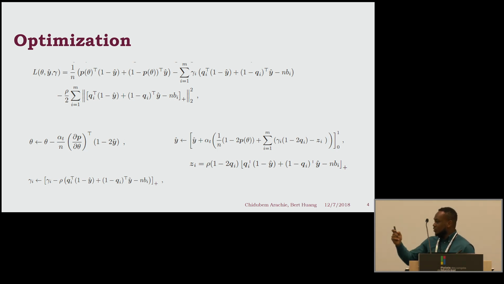So the Y is the adversarial label, the Q's are the weak supervision, and the B is the bound of the estimated error for the weak supervision. And here we update our model. We update theta via gradient descent. Then we do a gradient ascent step to update Y, which is the adversarial label. Then we also update the KKT multiplier for the augmented Lagrangian.